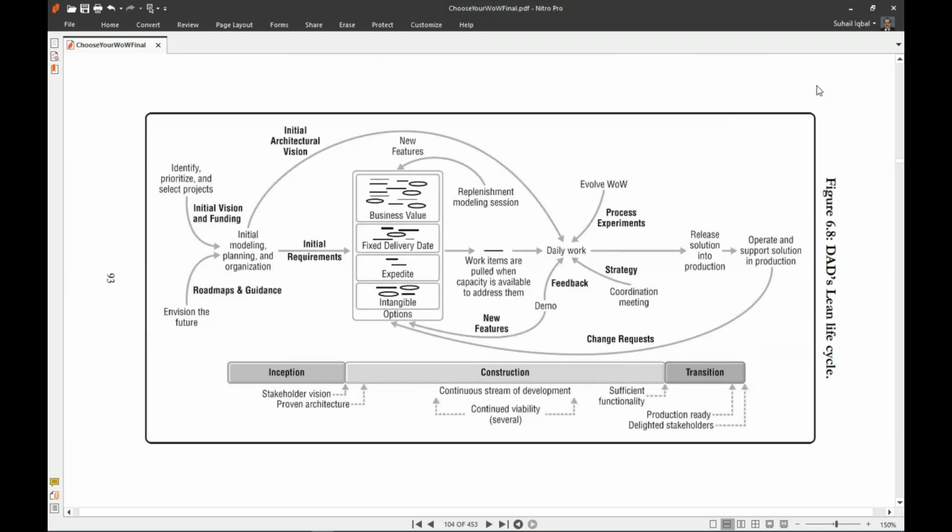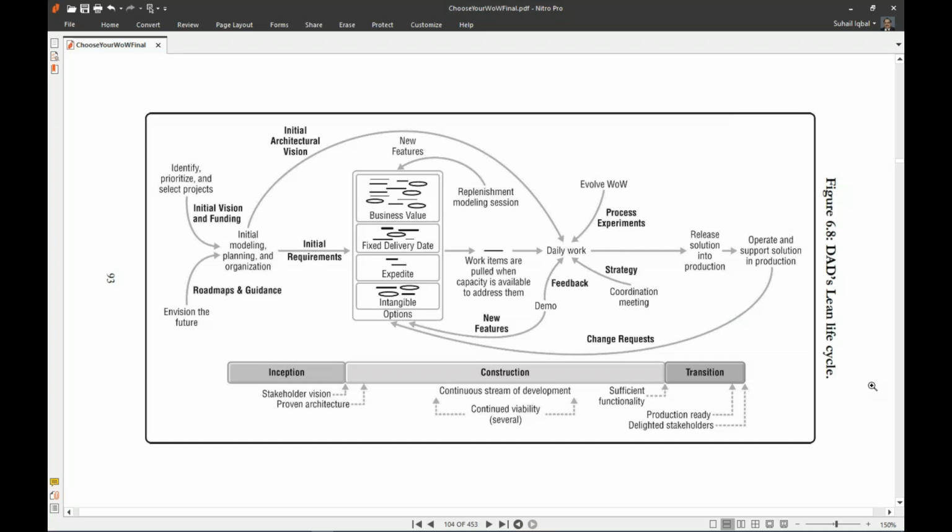So you can have a look at this diagram. This is figure 6.8, that is DAD's lean life cycle. And what do we have here? Here we have the initial requirements, naturally coming the same way: envision the future, identify, prioritize and select projects, initial vision and funding, initial modeling, planning and organization. And this is actually becoming the initial requirement. And this initial requirement is divided into different options: business value, fixed delivery date, expedite, and intangible. So this is slightly different from what we had studied earlier, because here they've been classified in a different way, and this task will be pulled in accordingly.